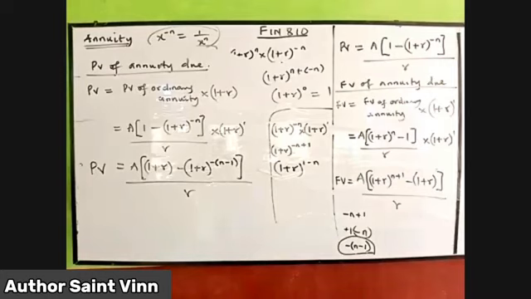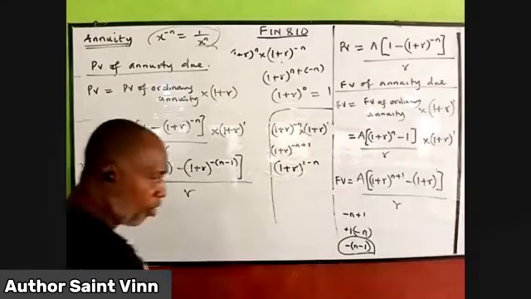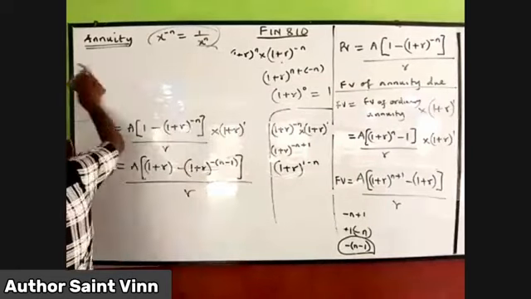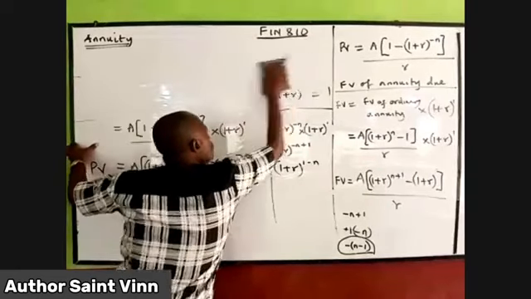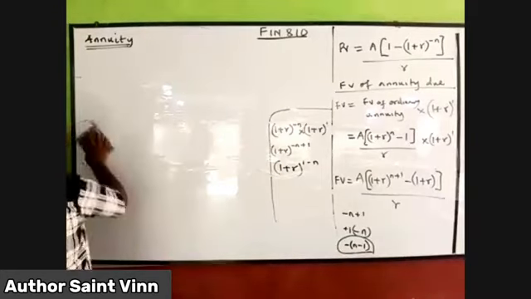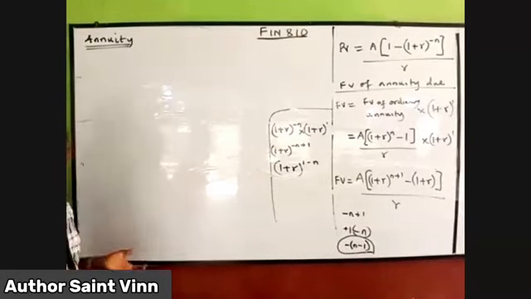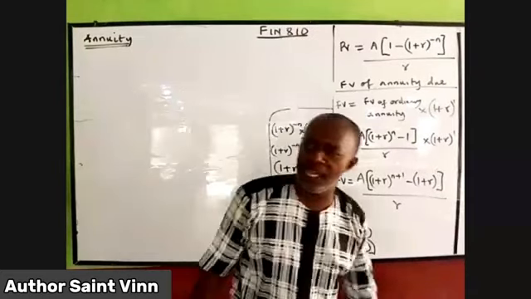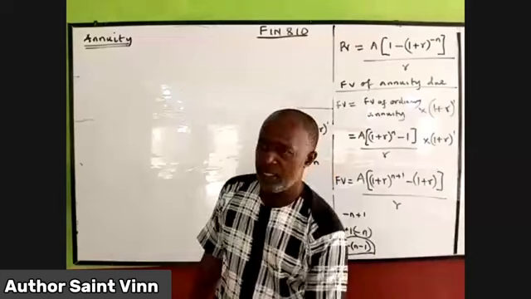Our R is 5%, the number of years is 5, and our annuity is 1,000. Everything is sorted out; it's just substitution. This thing is not difficult. Once you overcome your fears, use your hand, because this is calculation, it's not grammar. You need to use your hand and do something.